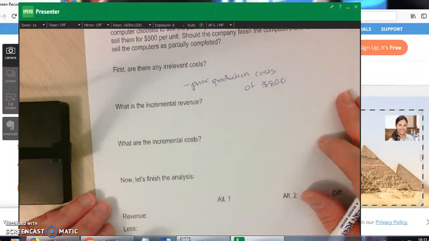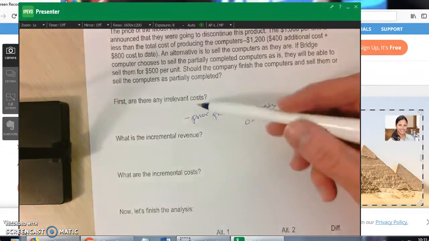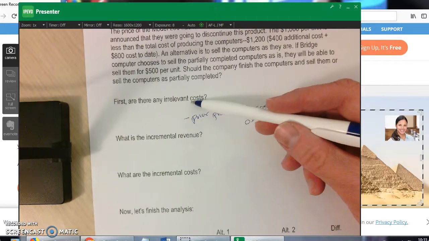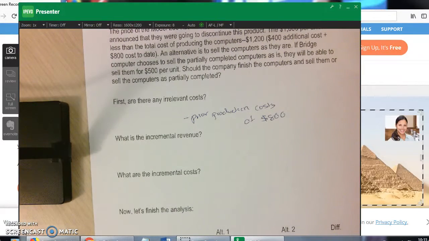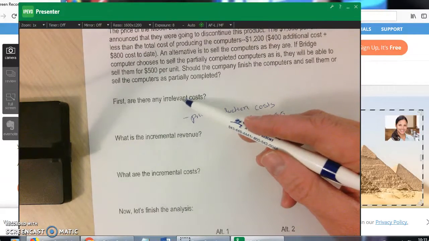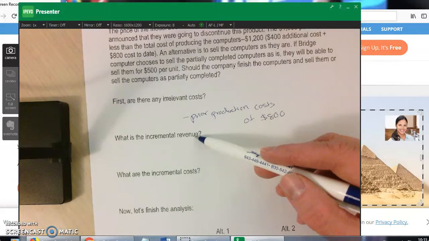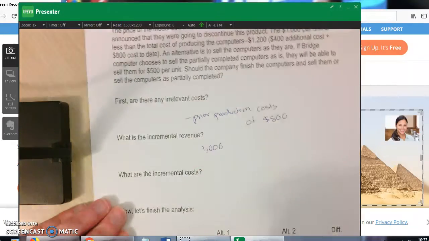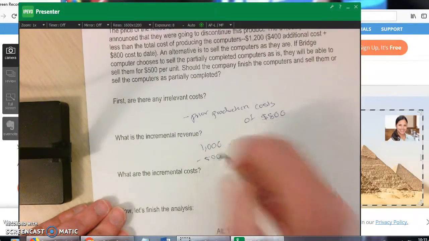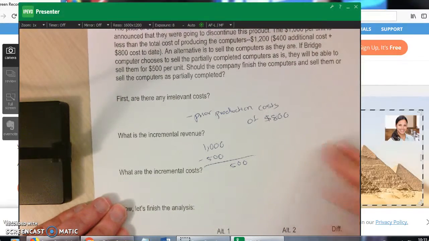So then we go ahead and we can calculate our incremental revenue. Just make sure we understand, incremental costs are those costs that differ between two alternatives. If it doesn't differ between two alternatives, it's therefore irrelevant. Incremental revenue is the difference in revenue between the two alternatives. So in this case, we have the $1,000 for fixing it up minus the $500 for selling it as is, means the incremental revenue is $500.